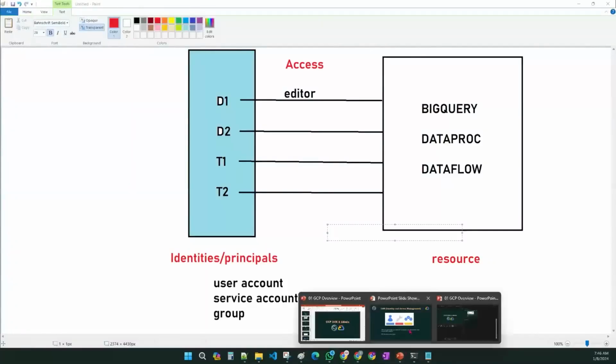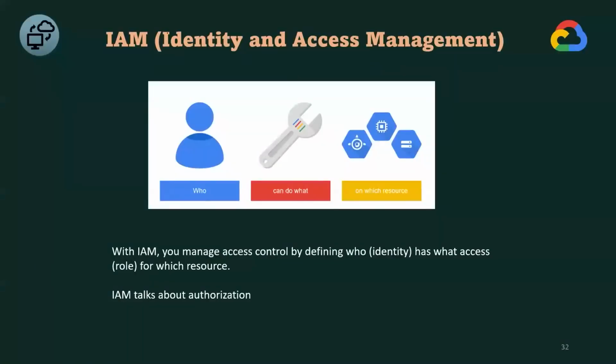Okay, let me go back to the slides. IAM stands for Identity and Access Management. Who can do what on which resource? You can manage the access control by defining who has what type of access for which resource. If you want to define that, you have to go to IAM only. In simple words, who can do what on which resources.